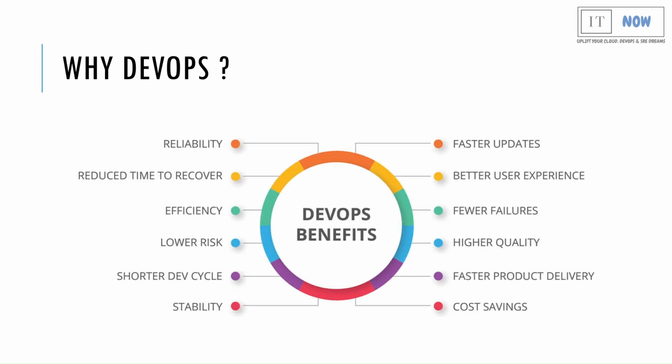With the DevOps implementation, it improves the following aspects, that is, faster updates, better experience, fewer failures, higher quality, faster product delivery, cost savings, stability, shorter dev cycle, lower risk, efficiency improvement, reduced time to recover, and higher reliability.